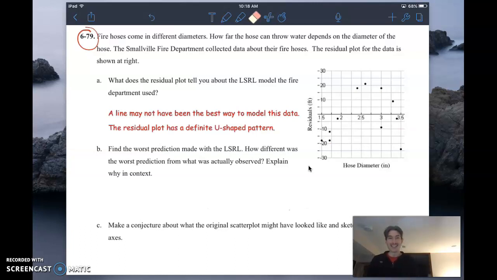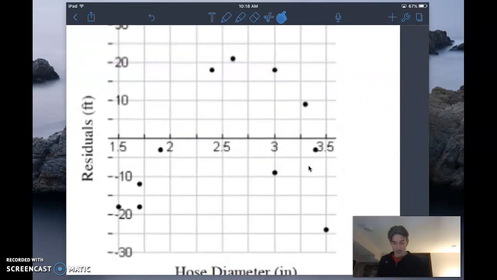The residual plot has a definite U-shaped pattern, right? Obviously, it's like an upside down U, but it is a U-shaped pattern. That's present and relevant here, okay? Now, part B says, go ahead and find the worst prediction made with the least squares regression line. How different was the worst prediction from what was actually observed? Explain why in context. So again, I'm going to zoom back in on my residual plot here.